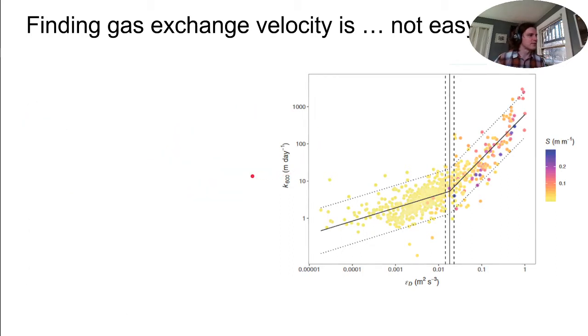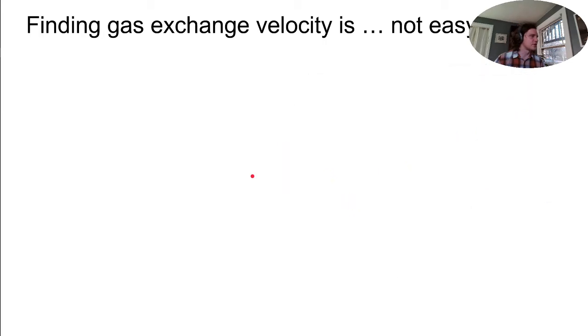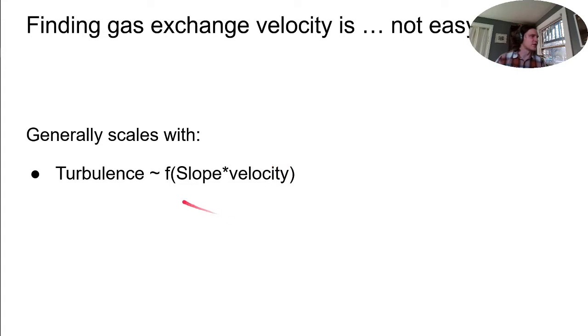To simplify what those figures are showing, gas exchange velocity generally scales with turbulence, which is a function of the slope of a stream, if we're talking about a river, times the velocity of that water. Obviously, if you're in a lake, the controls aren't going to be slope and velocity. It's going to be something about the movement of water in the lake, and that, of course, is the same for the ocean. And then it's also going to be a function of temperature.